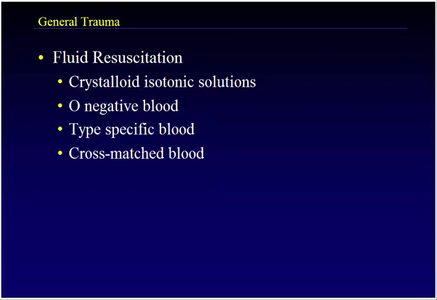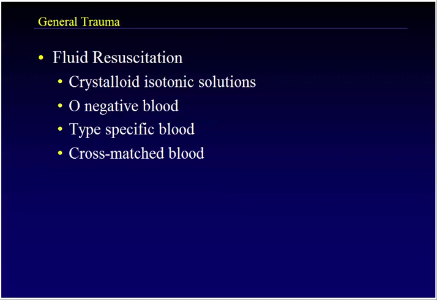The fluids that we use in resuscitation are listed here, with the crystalloid being the most available and easily accessible. It's also the least desirable. So as you go from crystalloid on down through O-negative blood, then type-specific blood, and finally to cross-match blood, we would like to give cross-match blood, of course, whenever possible. That's the fluid of choice.